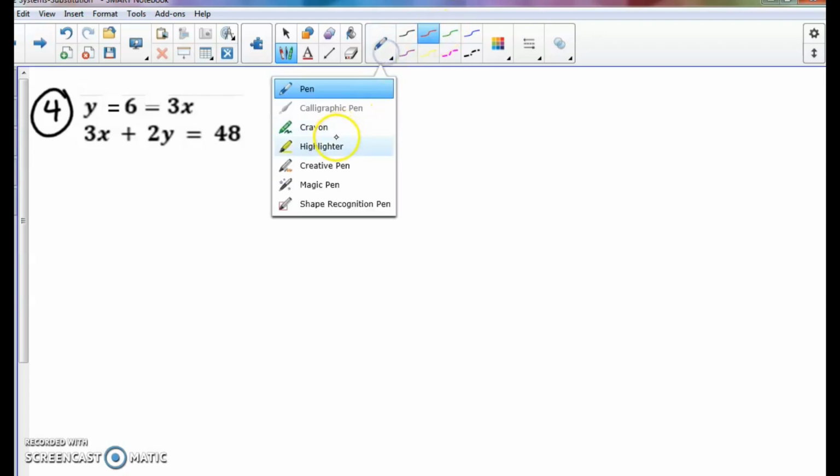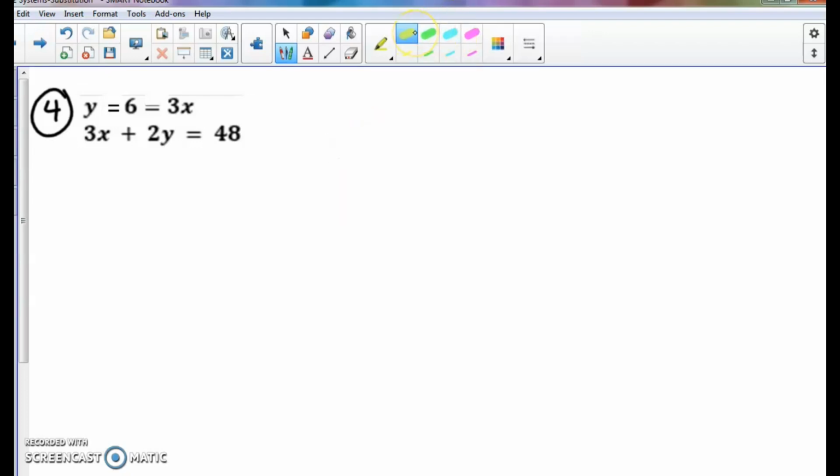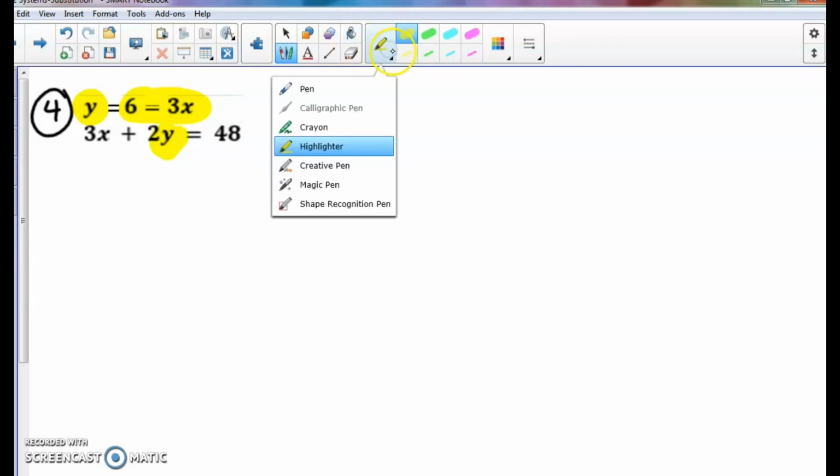So remember, step 1 is to make sure we have one equation solved for one variable. If we look at this first one, we have y by itself, so the top equation is already solved for y. It equals 6 minus 3x. So down here we can replace this y with 6 minus 3x.